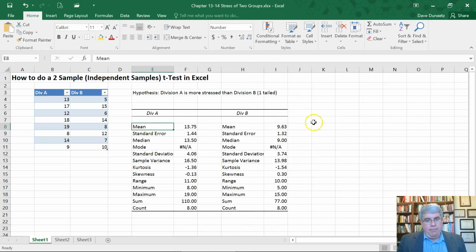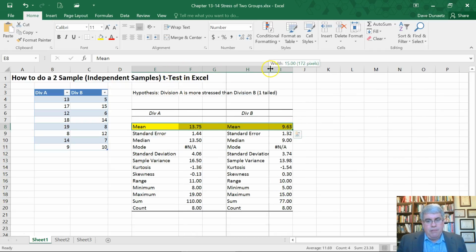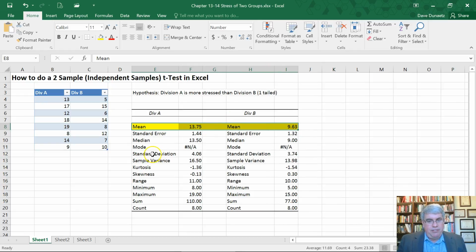And so the information that we especially need to know are the means. Division A is 13.75 on the stress level and Division B is 9.63. We need to know the standard deviations because that'll enable us to tell how different the difference in means is. And then we've got the count, that's n. So n equals 8 for both of them.